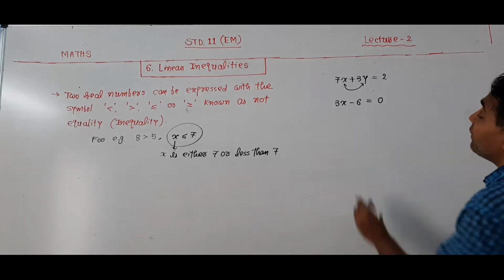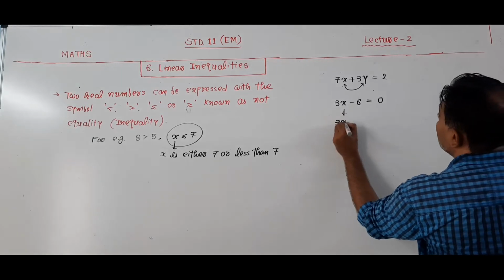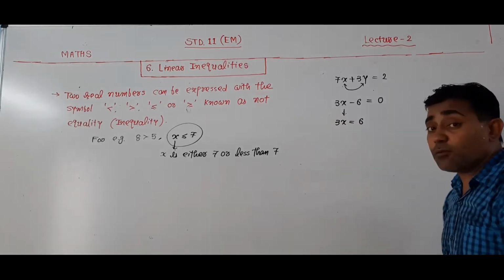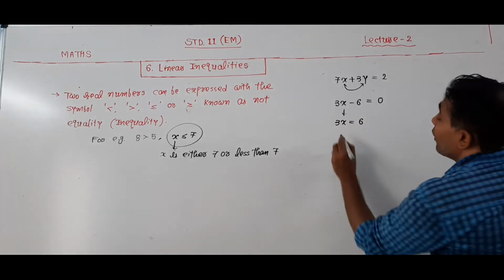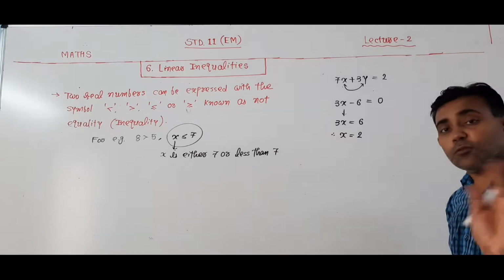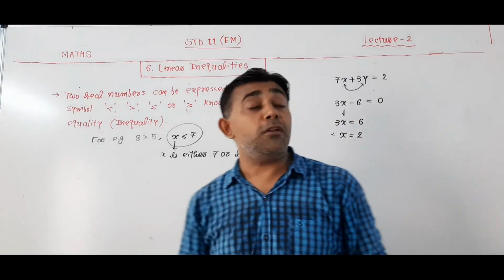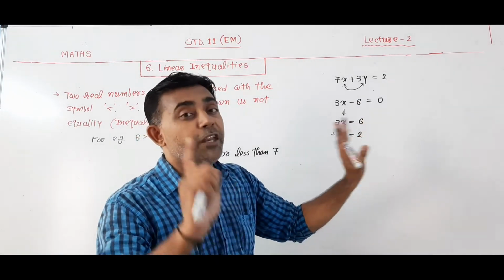Now how can we find the solution? Nothing to do, just the 6 goes to the other side. We may write 3x equals 6. Minus 6 goes to the other side as positive. And what about x from it? Then we may say that x equals 2. So x equals 2 is the solution of this linear equation in one variable.